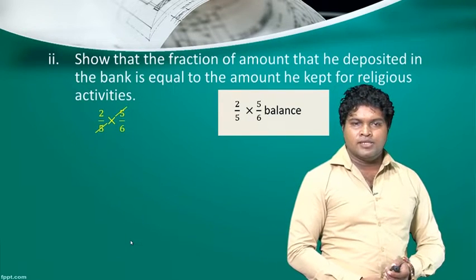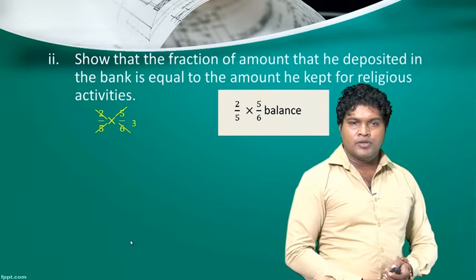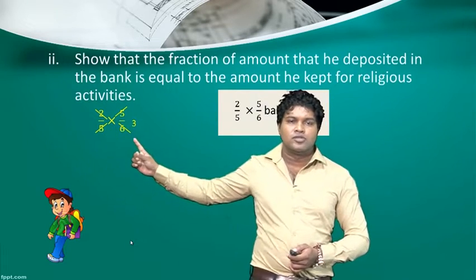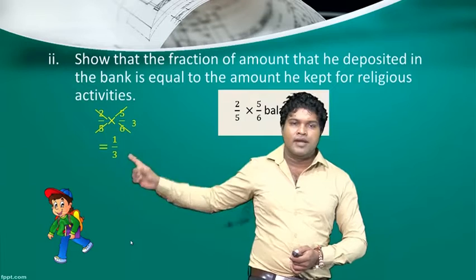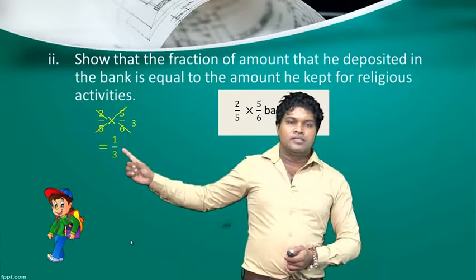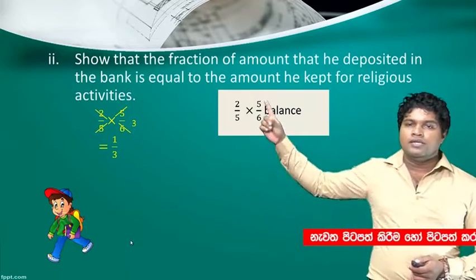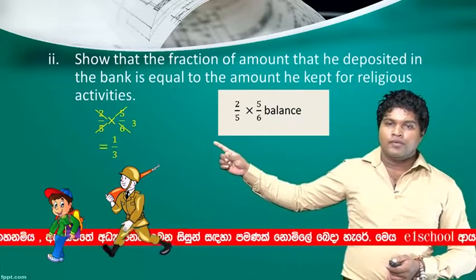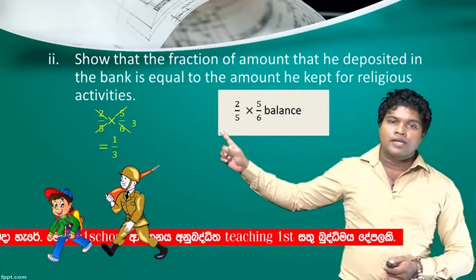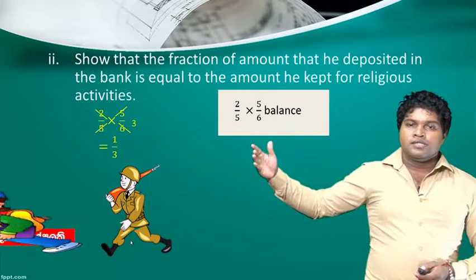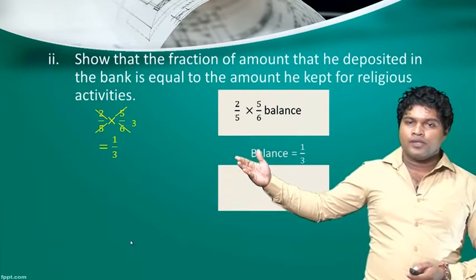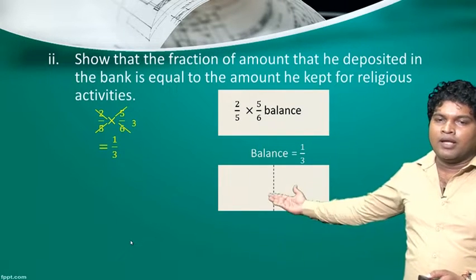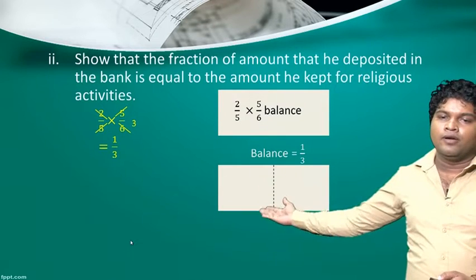Then 5 and 5 can be cancelled. Then 2 and 6: here you can have the answer, because 2 times 1 and 2 times 3. 3 is in the denominator and 1 was there in the numerator, 1/3. That whole part is 1/3. The total balance after spending on religious activities and for the family was 1/3. Out of this final balance, we have to deposit half of this amount. From this 1/3, we have to divide into two equal parts, half and half.